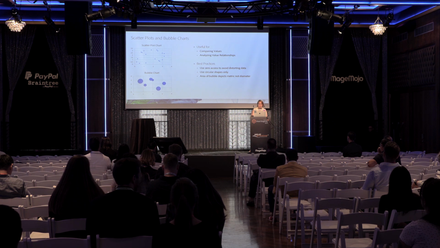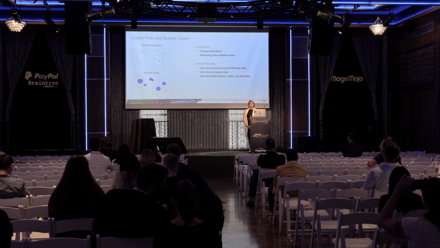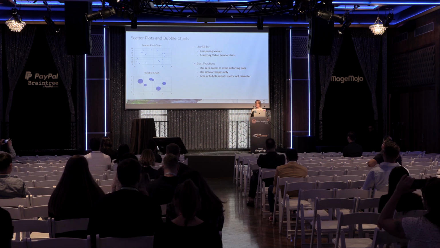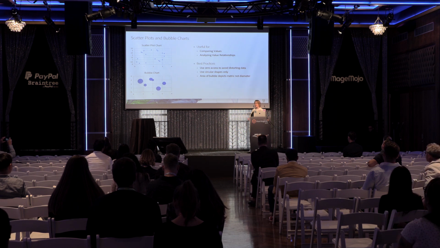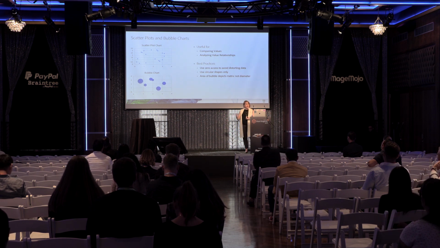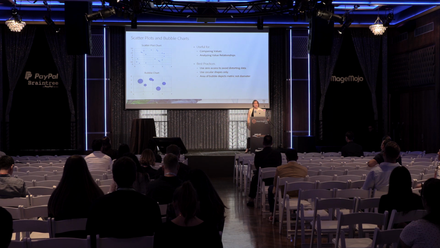Let's see, I think this is our last one here, but we have some scatter plots and bubble charts. They're great for comparing values and analyzing relationships, seeing how different things impact one another as they change. You always want to have the zero axis again with these to avoid any sort of distortion of the data.